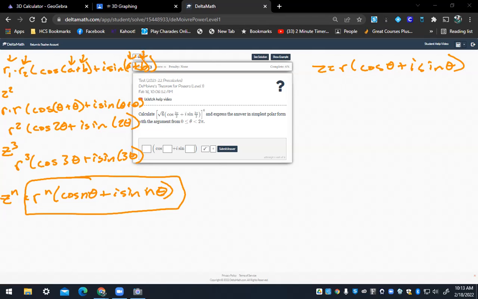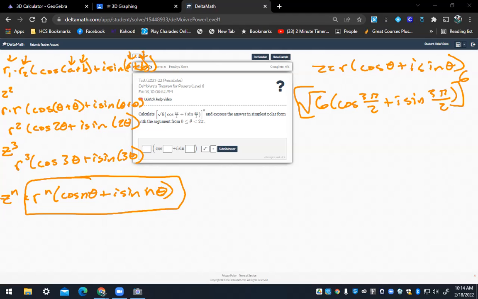All right, so let's do a problem. It says calculate the square root of 6 times cosine of 3 pi over 2 plus I sine of 3 pi over 2, and we take this whole thing to the 6th power. I'm going to write it down because I'm going to walk you through it. I promise I'm not going to leave y'all hanging. I'm going to explain everything I do here.